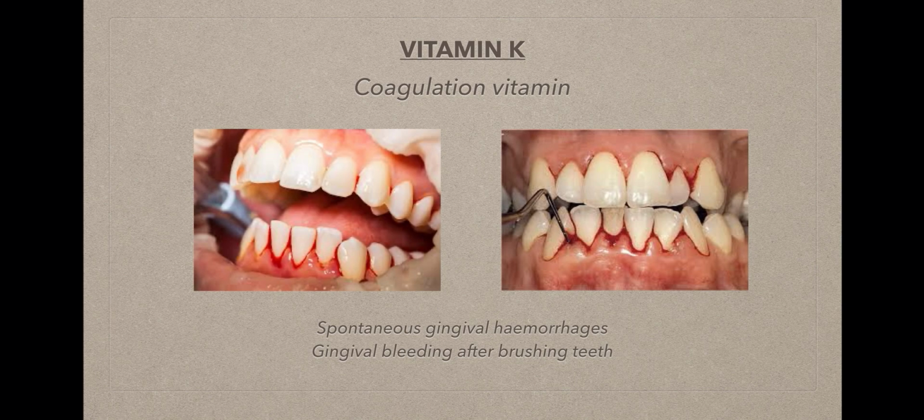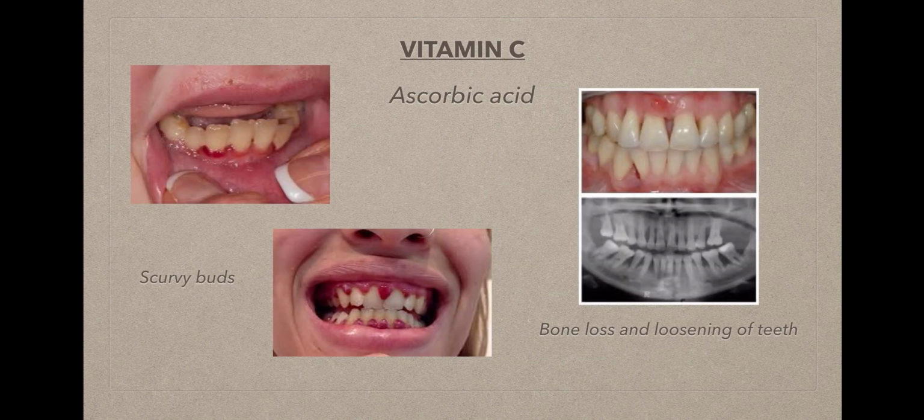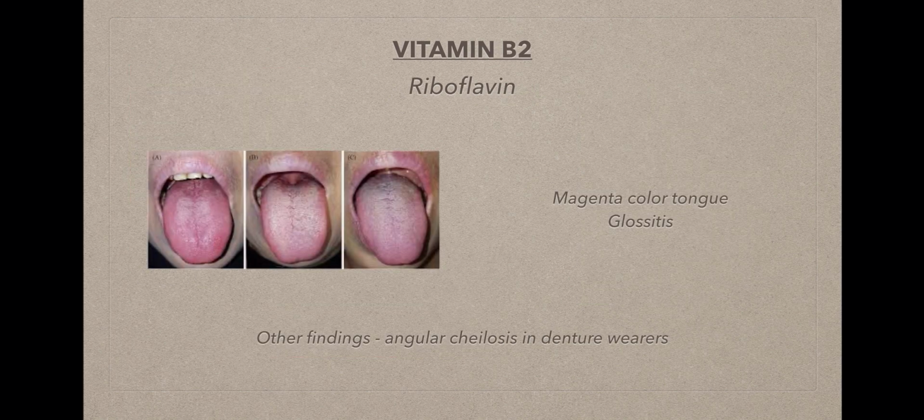Vitamin C, which is also called ascorbic acid, deficiency can cause scurvy, bone loss, and loosening of teeth. Vitamin B2, which is also called riboflavin, deficiency can cause magenta colored tongue and also inflammation of the tongue, which is called glossitis. The other findings that you can see in vitamin B2 deficiency is angular cheilosis, especially in denture wearers.